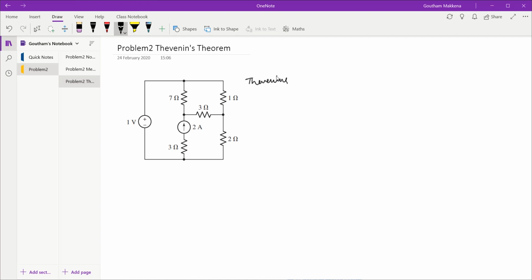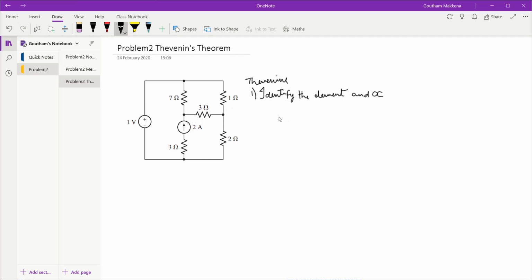In Thevenin's theorem the first step is to identify the element through which the current is required, or the element across which the voltage is required, and we immediately open circuit it. So the first step is to identify the element and open circuit. I would write it in shorthand as OC. My OC stands here for open circuit.